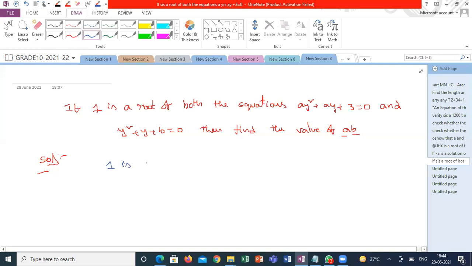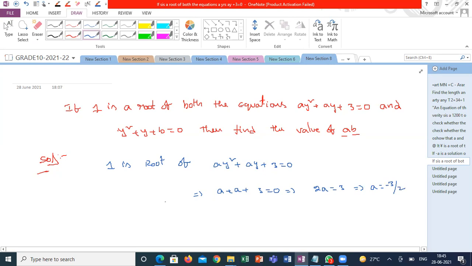1 is root of ay square plus ay plus 3. So a plus 3 is equal to 0 from here. 2a is equal to 3. So what is the a value? Everyone got the a value is minus 3 by 2.